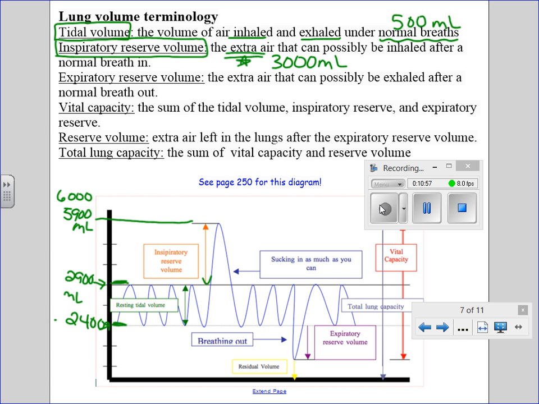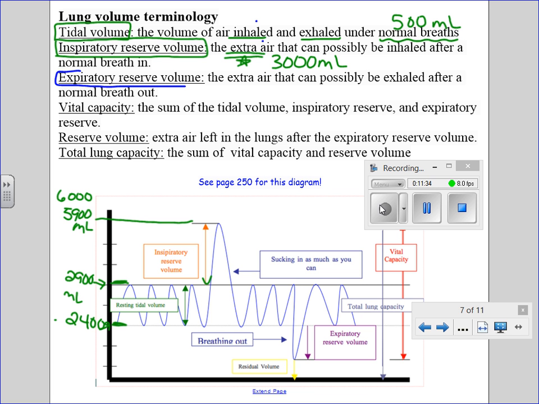Now, if I were to take those two things together, tidal volume and inspiratory reserve volume, that's how I would calculate the total air that I can possibly breathe in. So neither of these things is the total amount of air you can breathe in. One of them is the amount you breathe in normally. The other is the amount that you breathe in after a normal breath. Together, if I were to add them up, that's the total amount of air that you can breathe in.